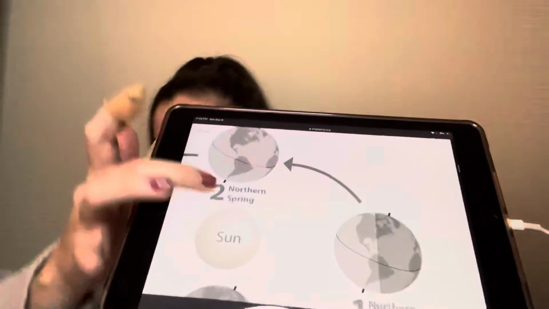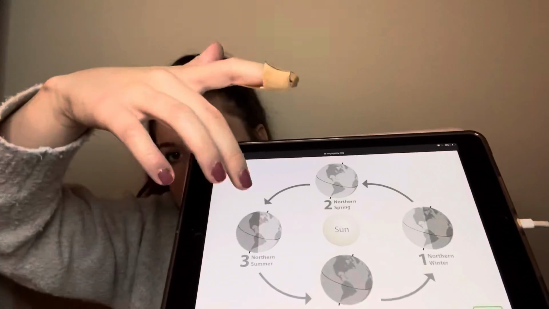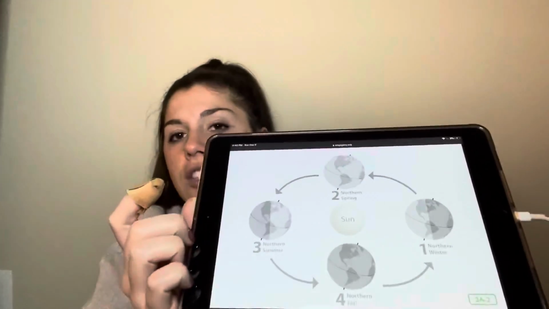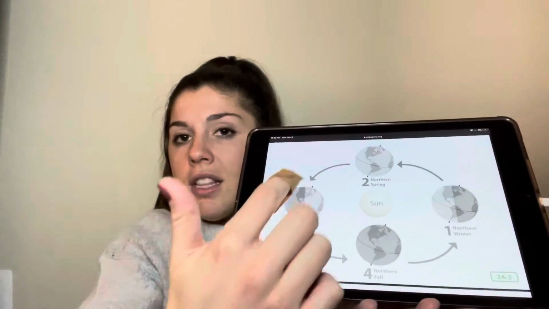Okay, so here is our next picture. It is so zoomed in. Here we go. We have the sun, and as we move through different parts and sections of the orbit, the different seasons are formed. So let's read about it.